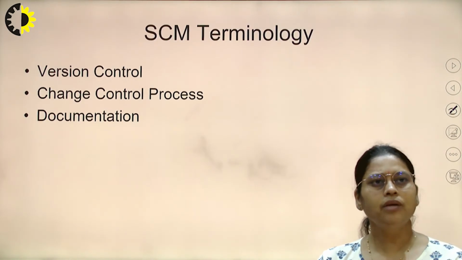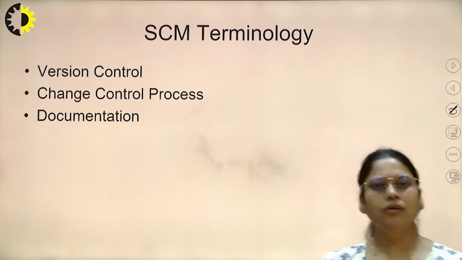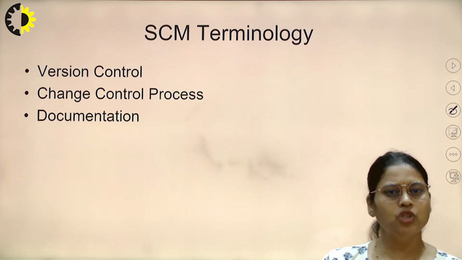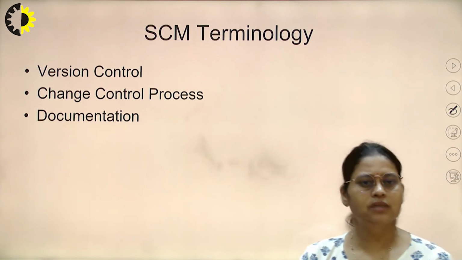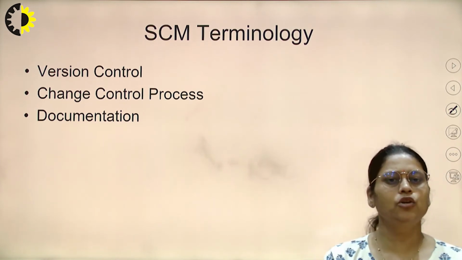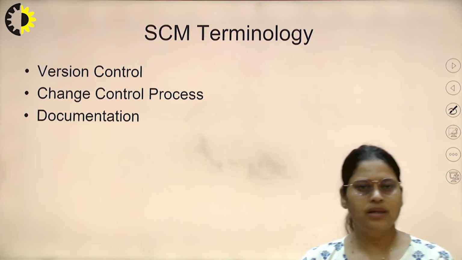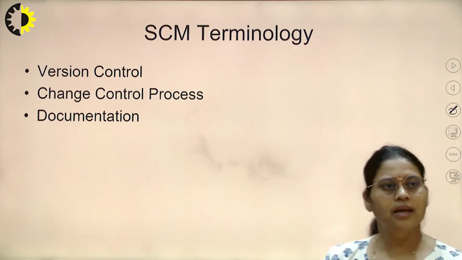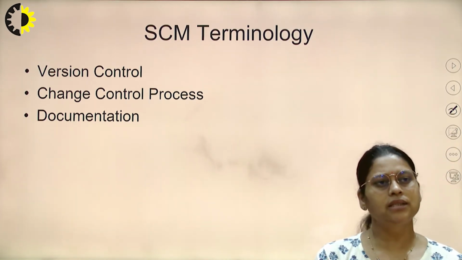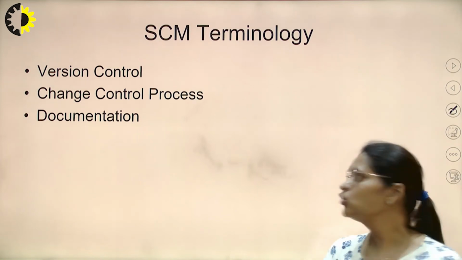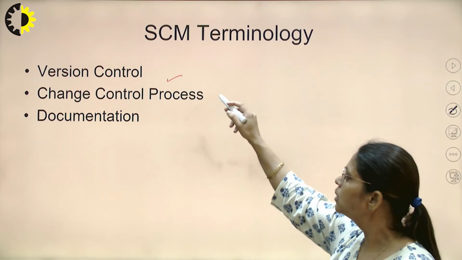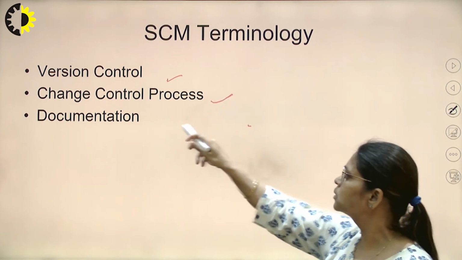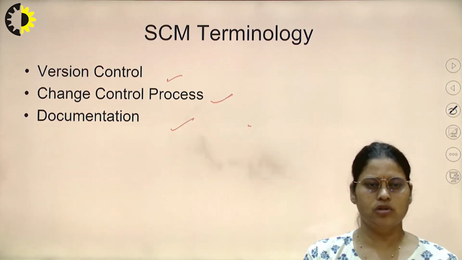Now SCM terminology. When we make some changes in the project, we have to create some versions. After some changes, a new version of the project is implemented. There we also control or manage the versions of the project. So there are some terminologies about SCM: version control, then change process control, and the documentation also.